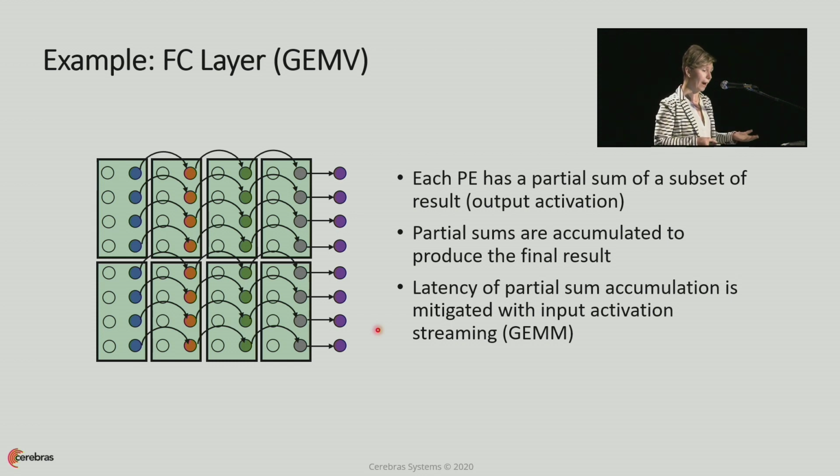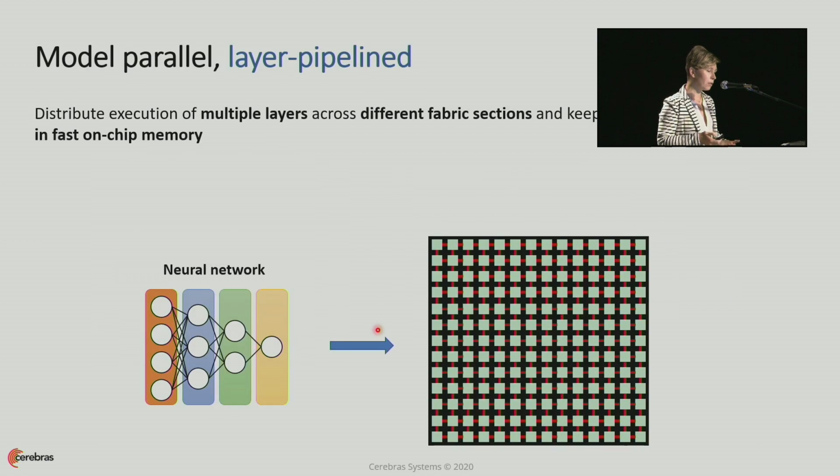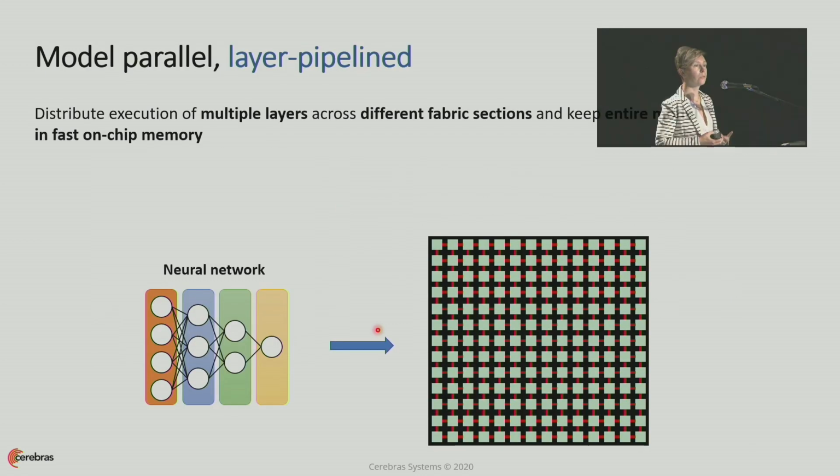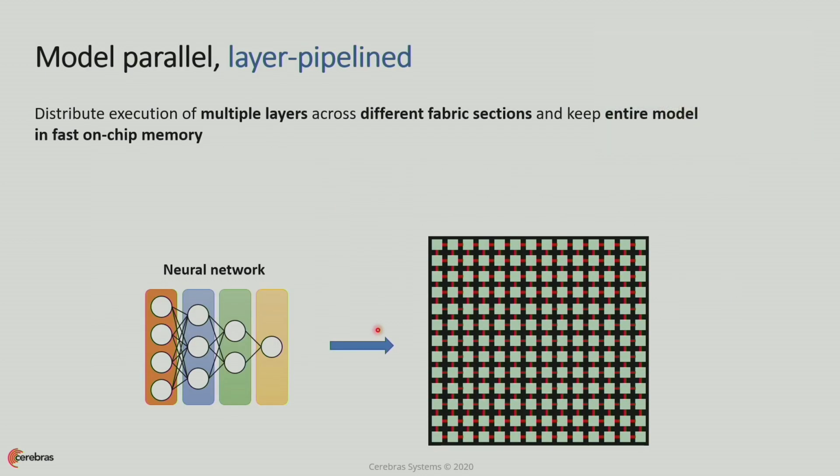We can hide the latency of partial sum accumulation with input activation streaming. Essentially, we start streaming inputs and go from matrix vector multiplication to matrix multiplication and completely hide that accumulation. So that allows us to distribute computation across multiple PEs for a single layer.